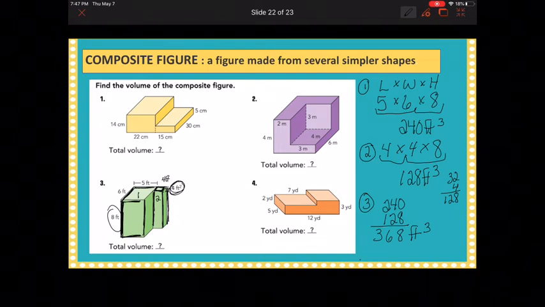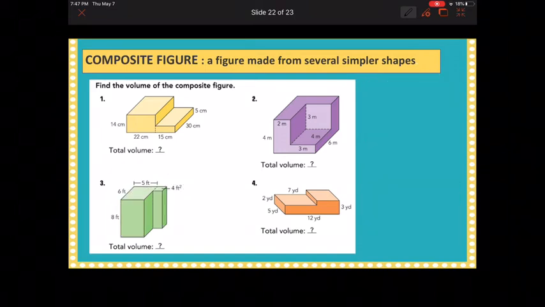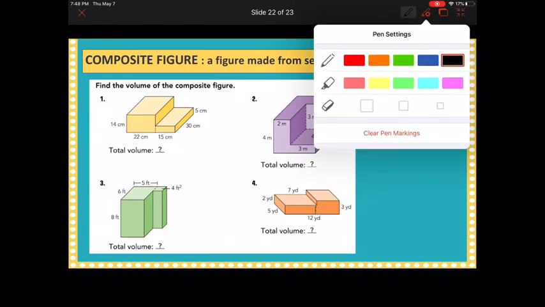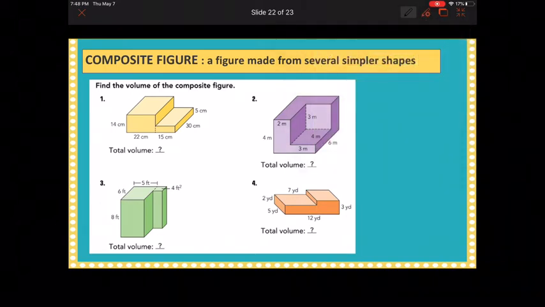All right, and then let's do number 4. We've got, again, you can see 2 rectangular prisms here. You can kind of divide it right down there, and then you've got 2 easy rectangular prisms. Now there is another way you could do it. Some of you may have seen this right here.